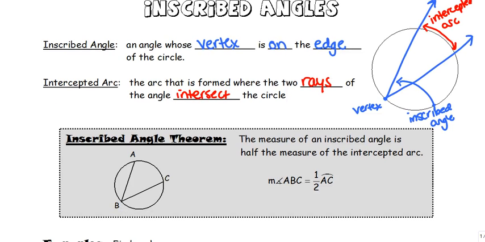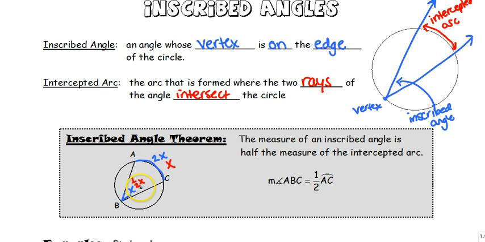So let's talk about the inscribed angle theorem. The measure of an inscribed angle is half of the measure of the intercepted arc. So again, this is our angle. This is the intercepted arc. So what it's saying is the measure of the inscribed angle, let that be x, is half of the measure of the intercepted arc. So if this is x and that's half of it, this is going to be 2x. You could also think about it as if this was x, then this is going to be half of x.